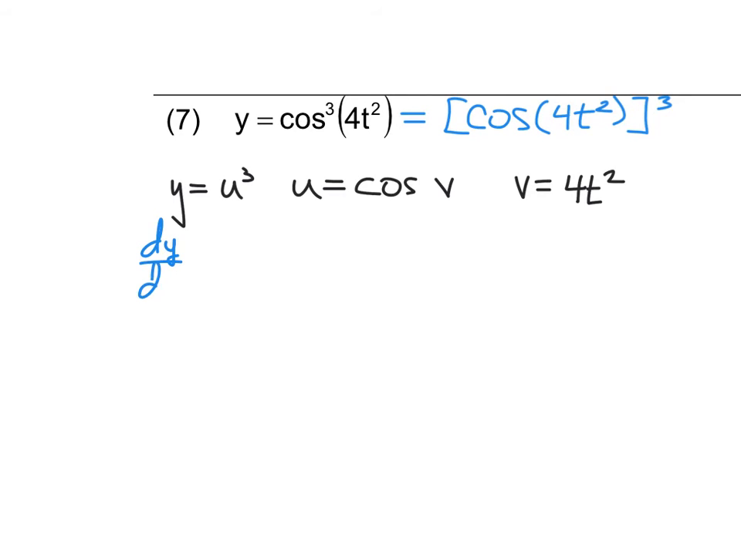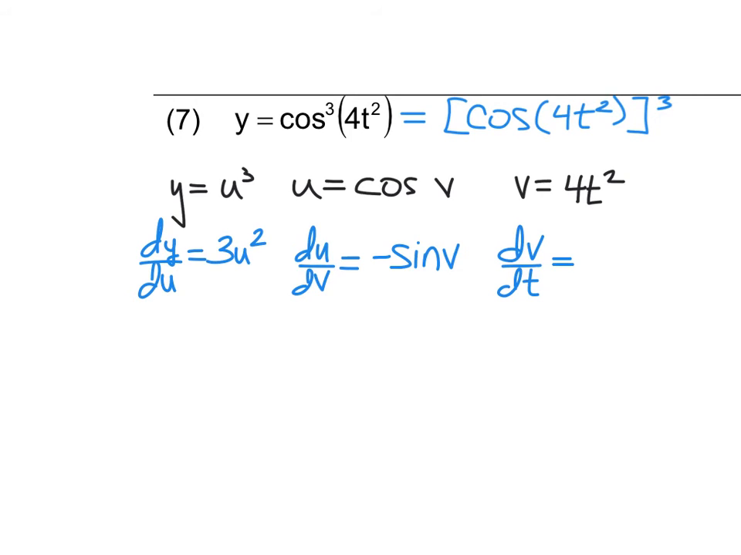dy du, which would be 3u squared. du dv. What's the derivative of cosine of v? Negative sine of v. And dv dt, which would be what? 8t. All right. Now what I'm looking for is dy dt.